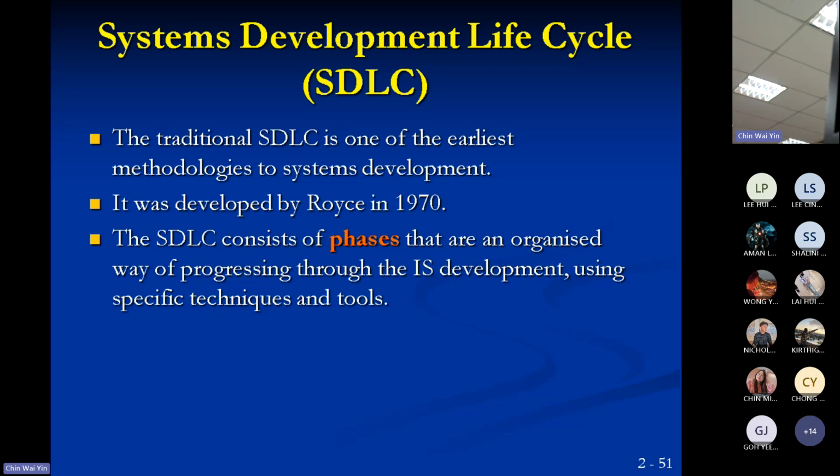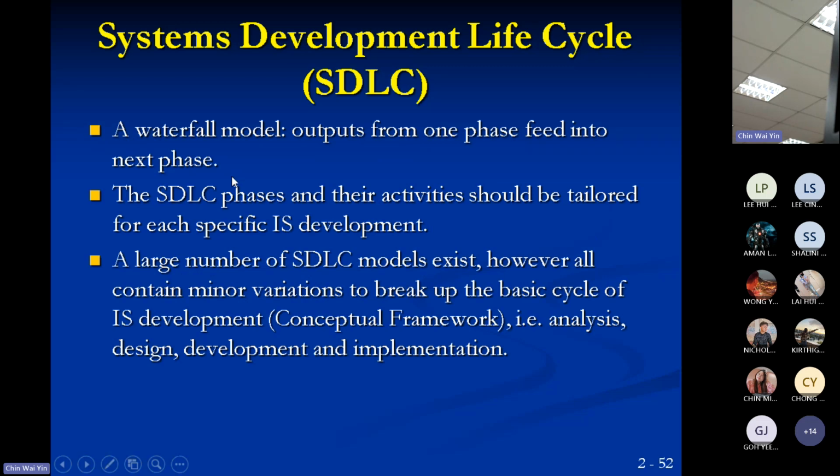So SDLC consists of phases, and these phases are organized in a progression. That means when one phase is completed, you can move on to the next phase. And when the next phase is completed, you move on to the following phase, and so on. Because of that, it's also known as the waterfall model, where outputs from one phase become input to the other phase.